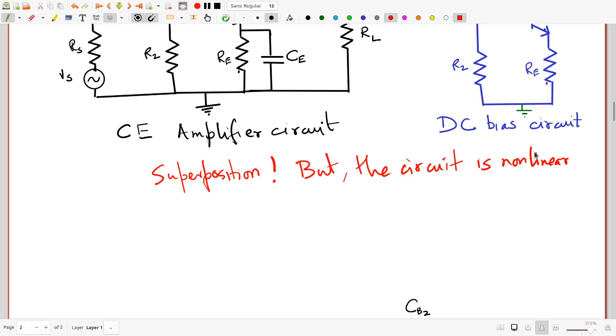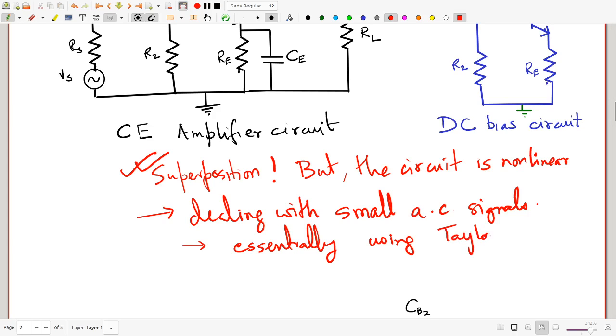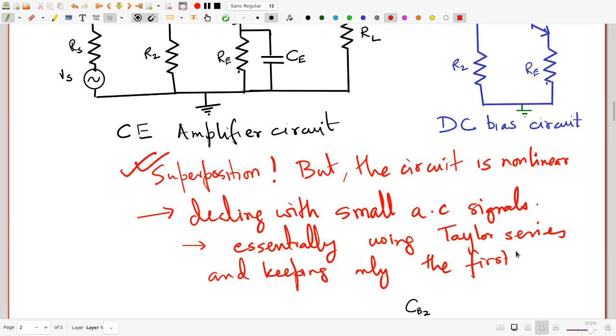Now, the reason why we can still use superposition despite the non-linearity is because we are dealing with small AC signals, essentially using Taylor series and keeping only the first order terms.